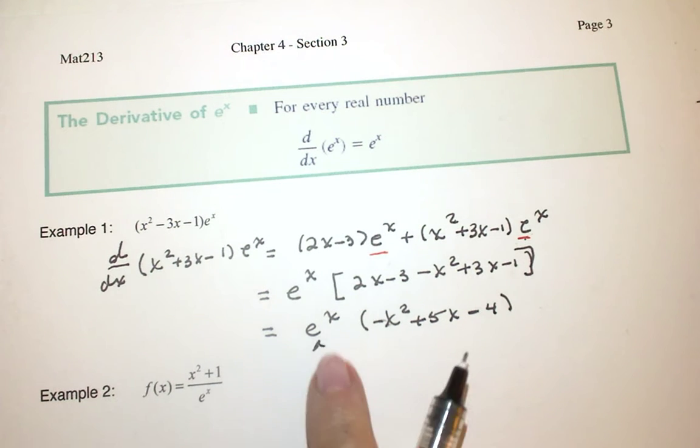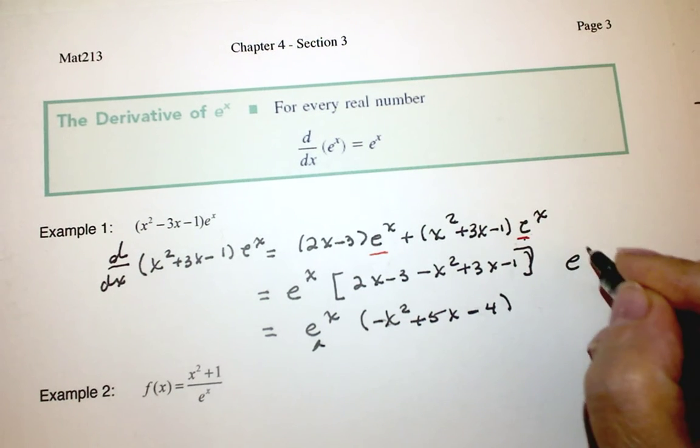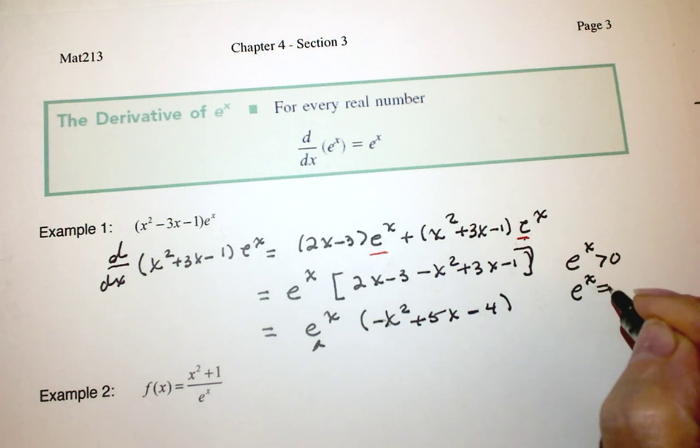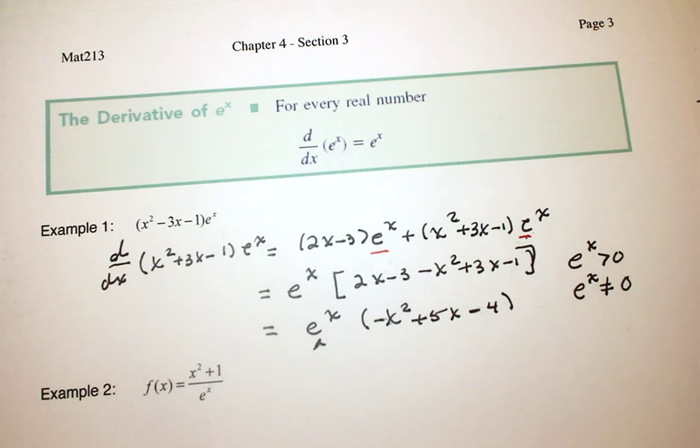But e to the x sits out here. E to the x is always positive. E to the x never equals 0. That's going to be a hallmark of e to the x.